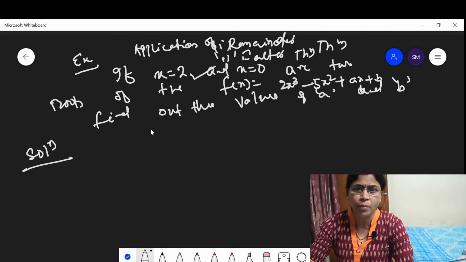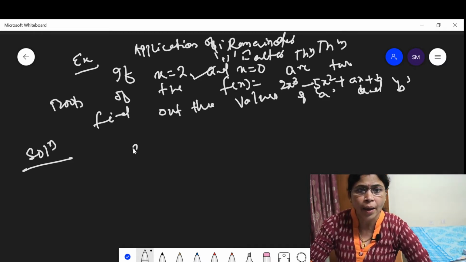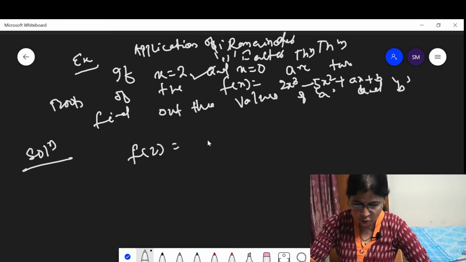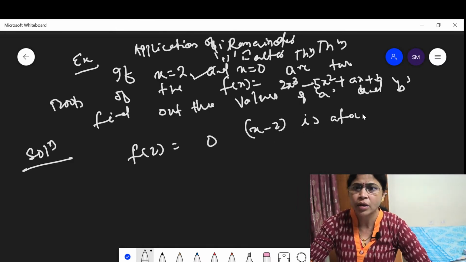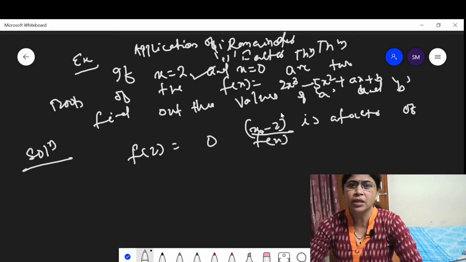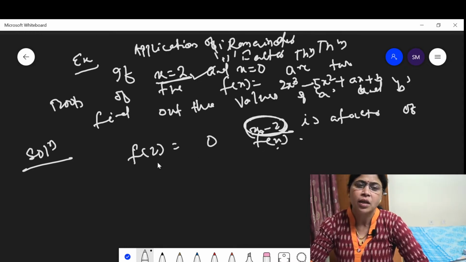root of the polynomial, this shows that f of 2 is equal to 0. This means x minus 2 is a factor of f(x). According to the factor theorem, when x equal to 2 is the root, this shows that x minus 2 is a factor of f(x). This means f of 2 is equal to 0.